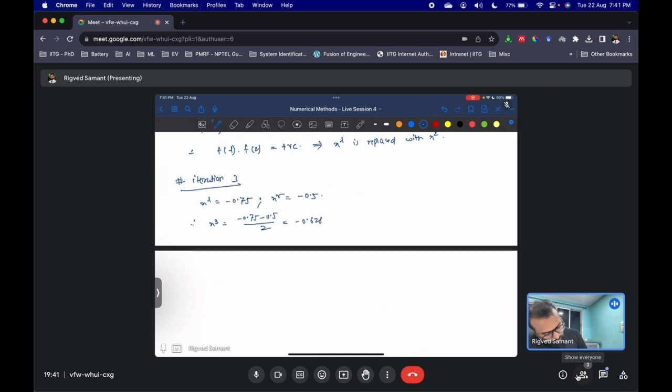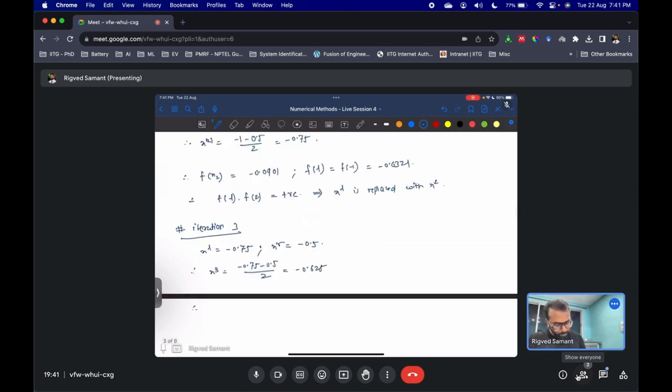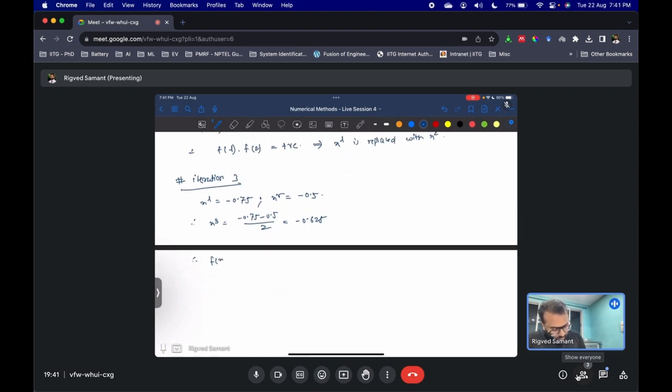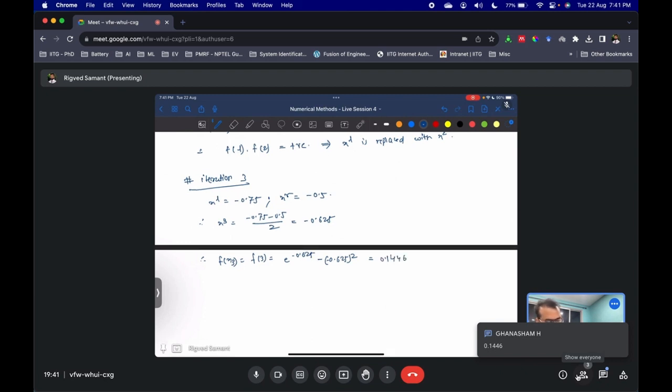Minus 0.625. Therefore, what will be f of x3? First we will have to find f of x3, that is f3, we are saying, e raised to 0.625 minus 0.625 bracket square. Okay, correct.